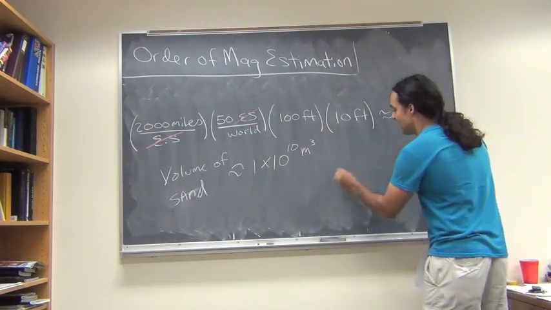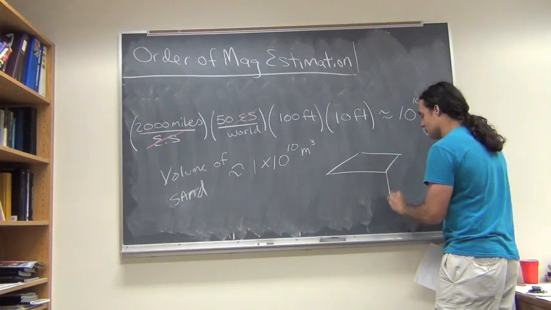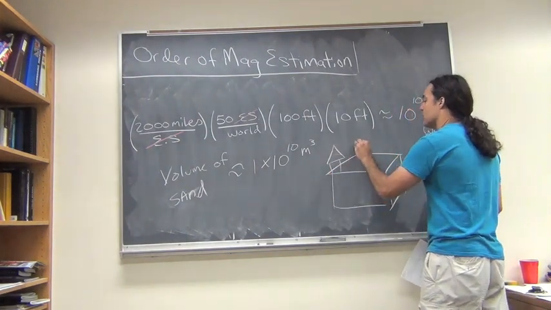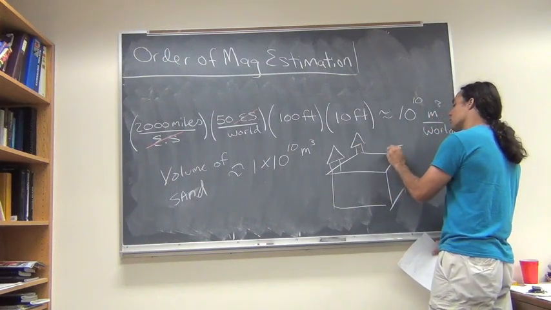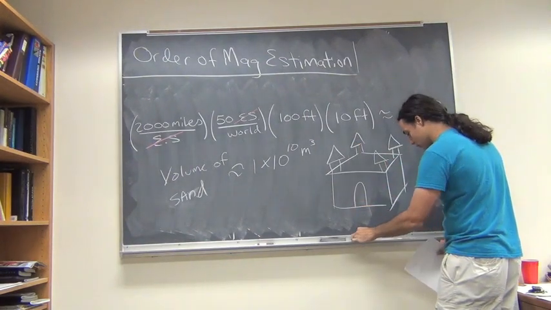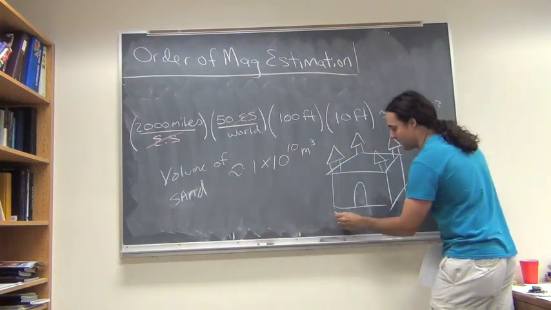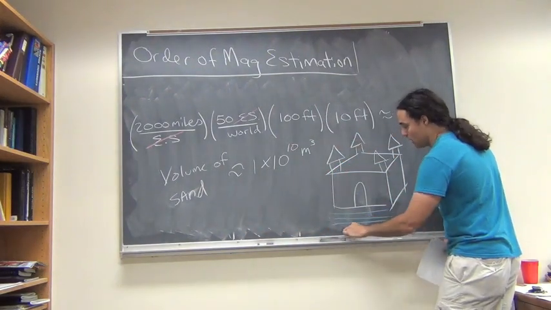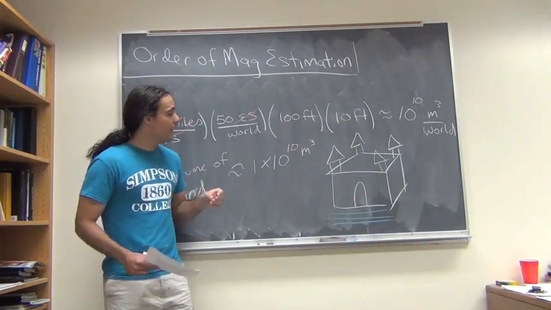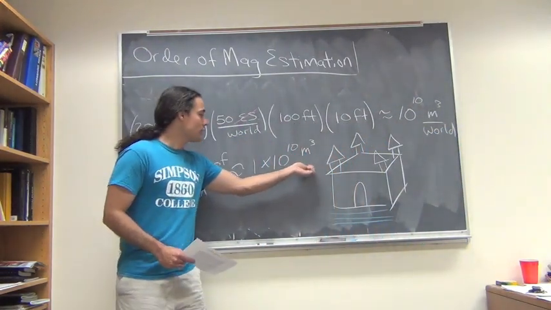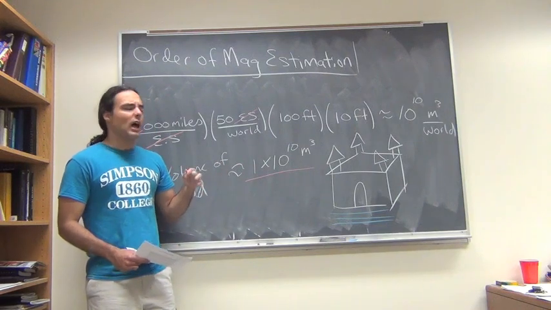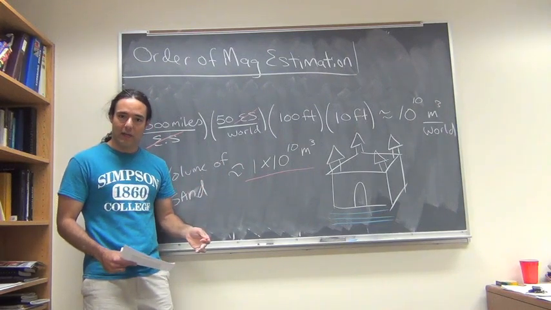Now if I were to build a sand castle out of that sand, let's put some spires on our sand castle. Let's give our sand castle a drawbridge. Every sand castle needs a moat. Here's our sand castle. Now, I know it has a total volume of 10 to the 10 meters cubed. How tall of a sand castle would that be?